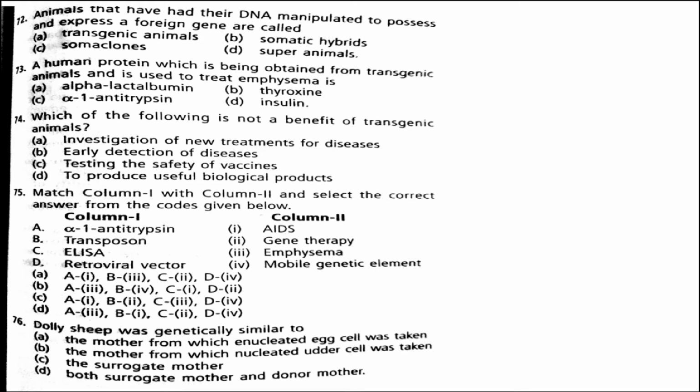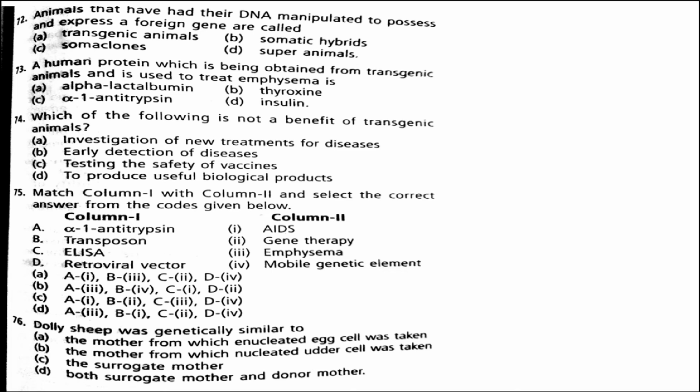Animals that have had their DNA manipulated to possess and express a foreign gene are called: transgenic animals, somatic hybrids, soma clones, super animals. And the answer is option A. Next, a human protein which is being obtained from transgenic animals and is used to treat emphysema is option A, alpha-lactalbumin, B, thyroxine, C, alpha-1 antitrypsin, D, insulin. And the answer is option C.